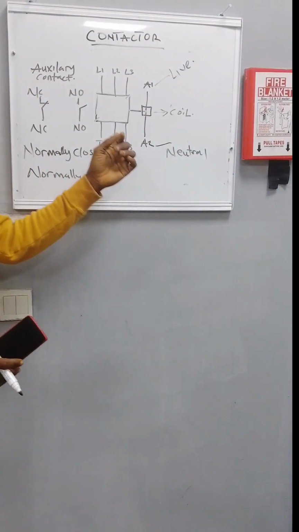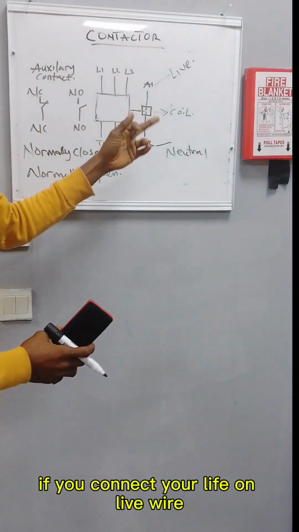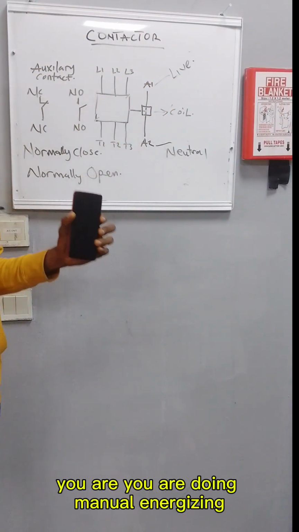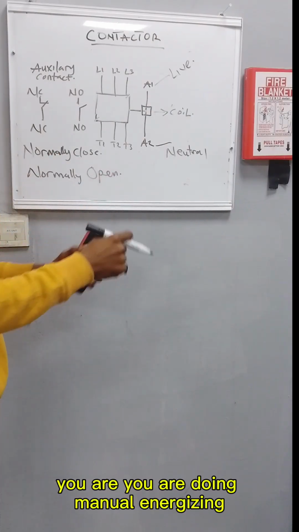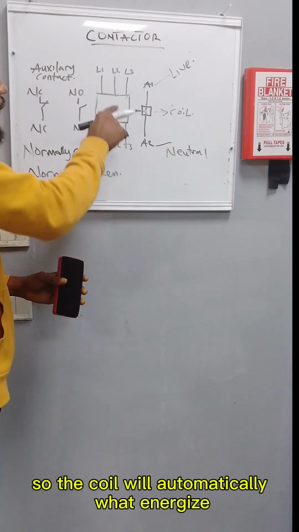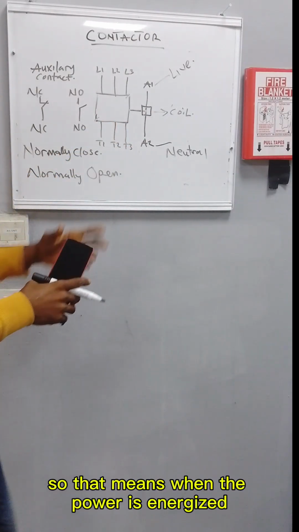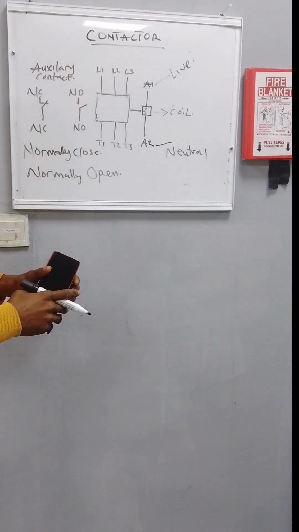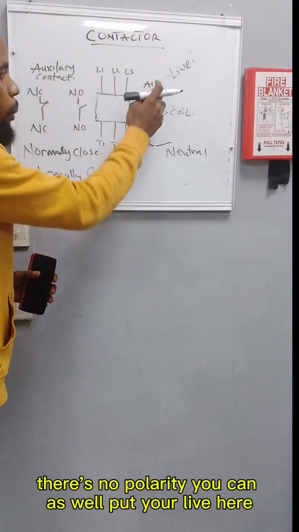on A2. So if you connect your live wire on A1 and neutral on A2, you are doing manual energizing, so the coil will automatically energize. That means when the coil is energized, there will be flow of power. Understand? So there's no polarity.